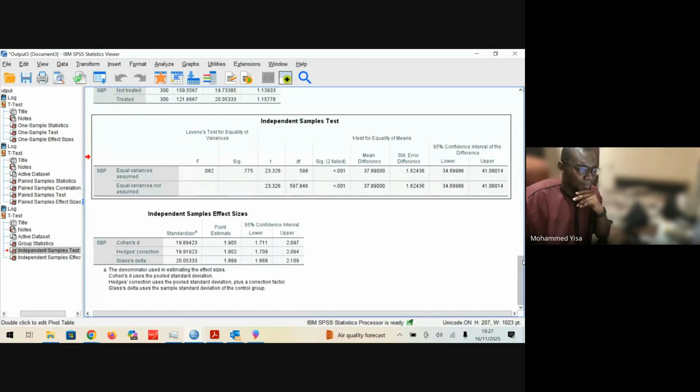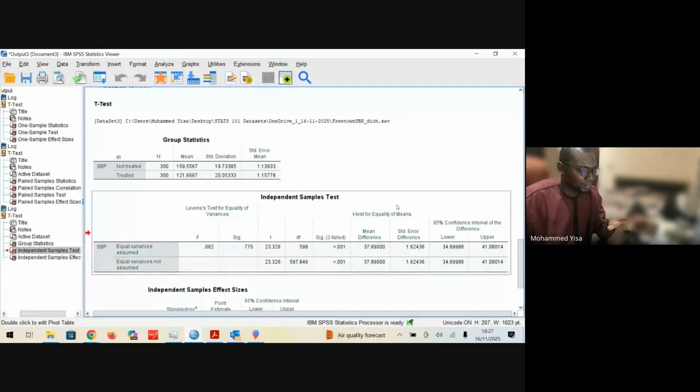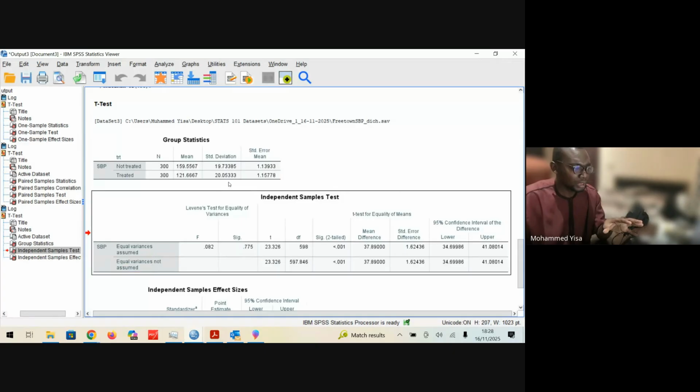So this is the output table for the independent sample t-test, right? We have assumed that the variances are equal. Now we come to the test for equality of variances. In this table, where you see the F test, that's the Levene's test.